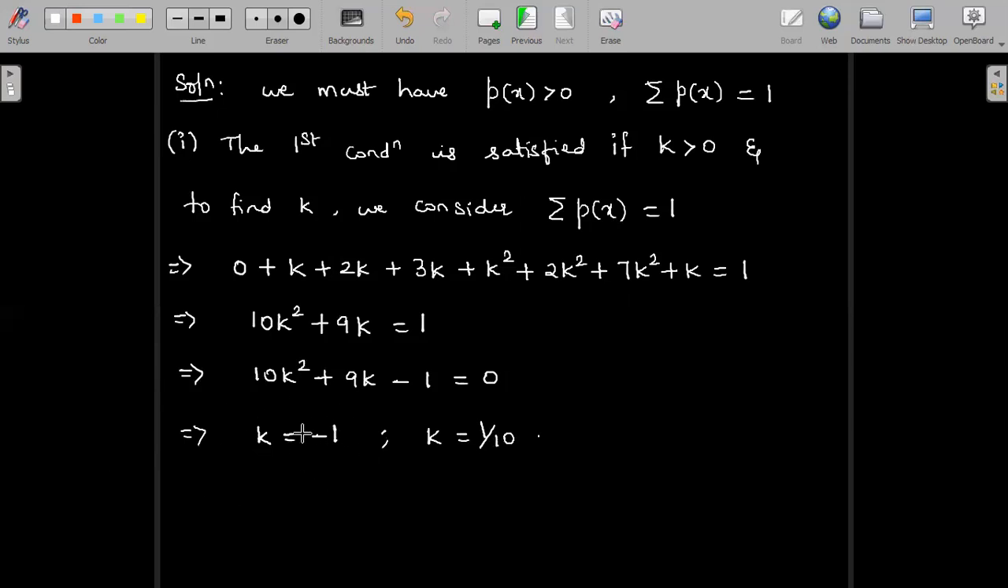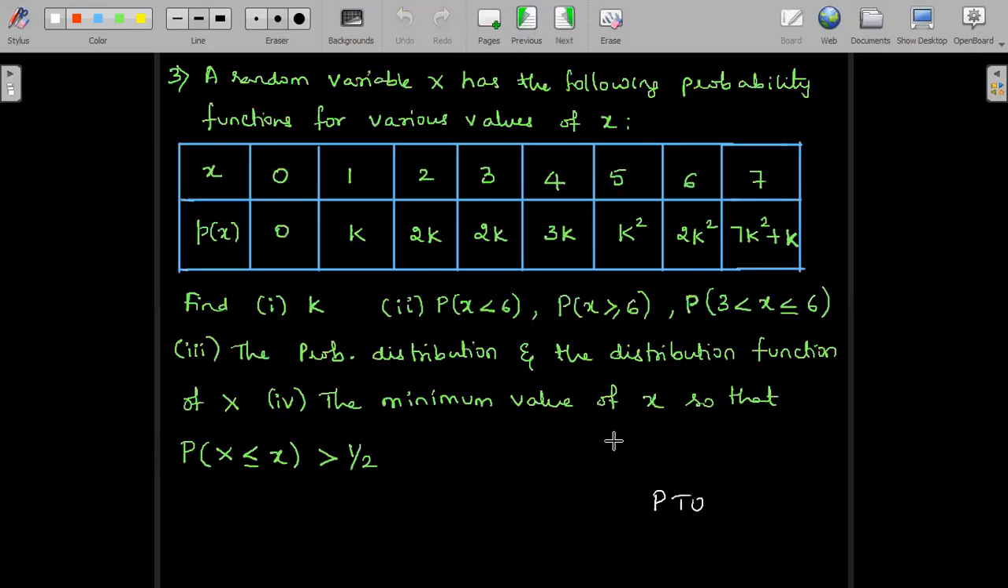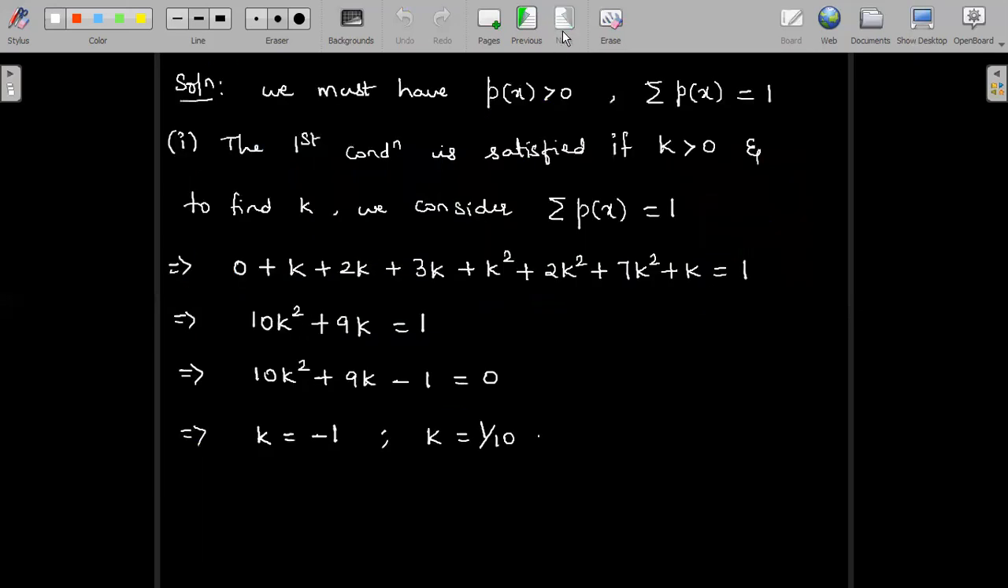But k equal to -1 is not a valid value for k because one of the conditions for k says that it should be positive. So P of x can be positive only when k is positive. The very first condition for a discrete probability distribution is that P of x should be greater than or equal to 0. Yes, of course, it can be equal to 0 when x is 0, P of x takes the value 0 automatically. So the basic condition gets satisfied only for k equal to 1 by 10. So k equal to -1 is not a valid value.